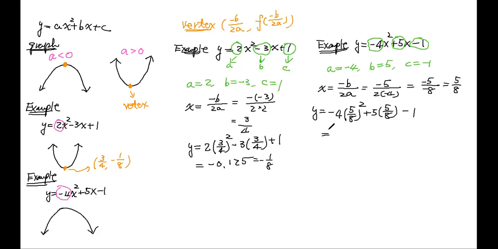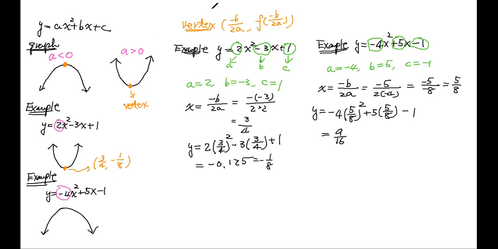So let's take a look at 5 over 8, squared, times negative 4, and then plus 5 times 5 over 8, and then minus 1. I got 9 over 16. I hope that my calculation is correct. So this is 9/16. So what does that mean?